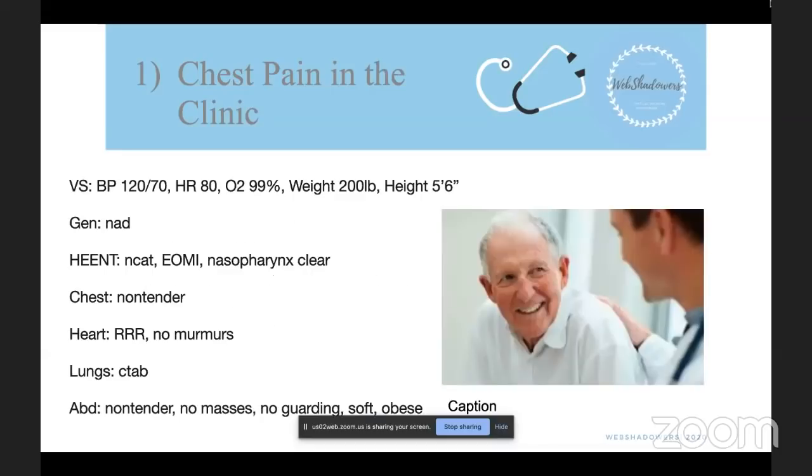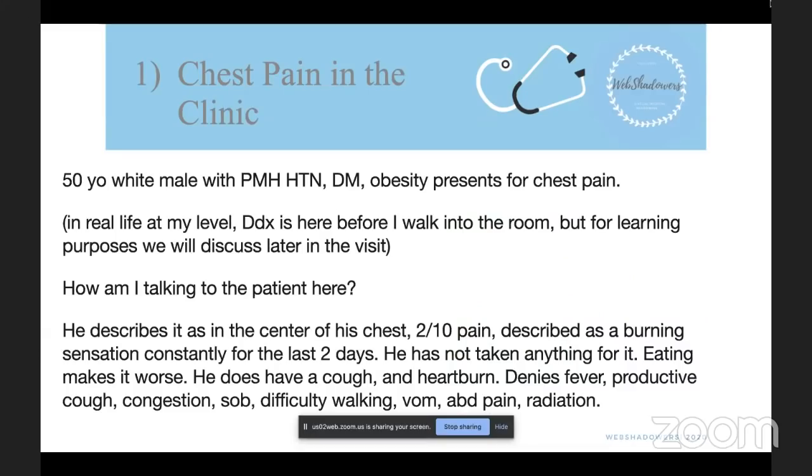So let me go back a couple of slides. Looking at the last three sentences: eating makes it worse. He does have a cough and heartburn. Those are symptoms that, once you go through med school and learn about pathophysiology, are fairly suggestive of acid reflux. Denies fever. Well, if he has chest pain and has a fever, I'm a little bit more worried for an infection like pneumonia. Same thing with productive cough, congestion, shortness of breath. Is he having a pneumothorax or a collapsed lung? Is he having a blood clot in the lung? So without that, a little bit less suspicious for that. Is he having difficulty walking, meaning is there an obstruction in one of the arteries for his heart?